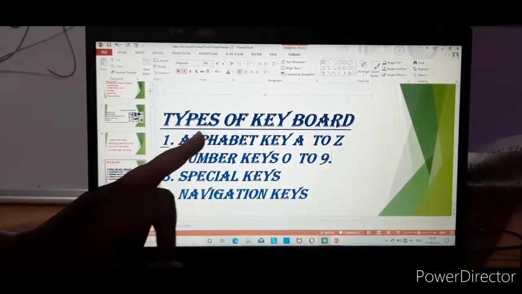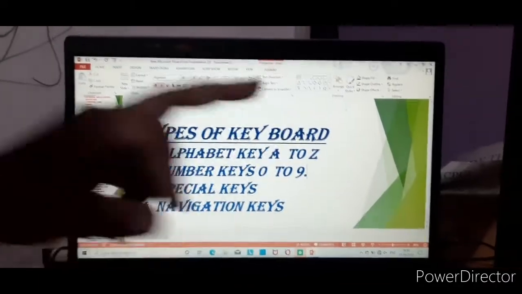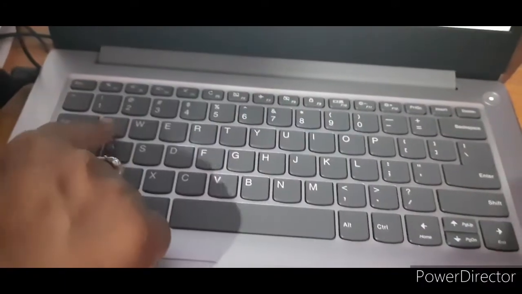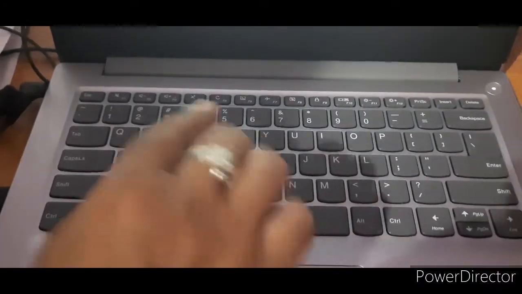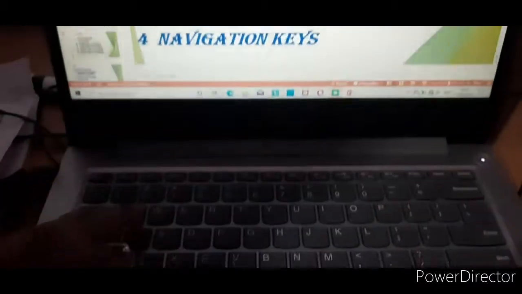First, the alphabet keys. There are the A to Z alphabet keys. You can see here A to Z, in 3 lines of alphabet keys. Then next we will study the number keys, 0 to 9.